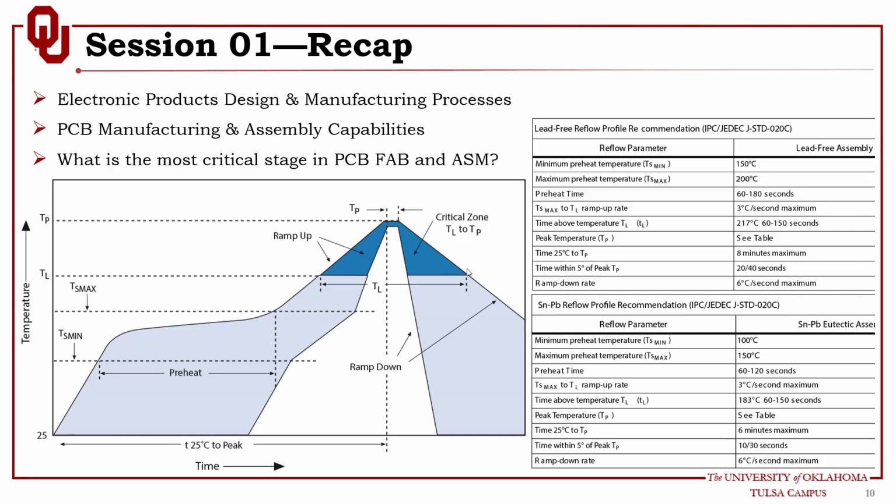And the temperature during this stage above TL is above 217 degrees C. Now this can go up to 250 degrees C when you talk about lead-free, and can be around 200 for leaded solder here. Then you have the cool down here. You have to ramp down by 6 degrees C per second. Same thing for the leaded solder.